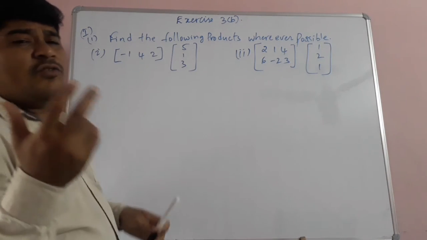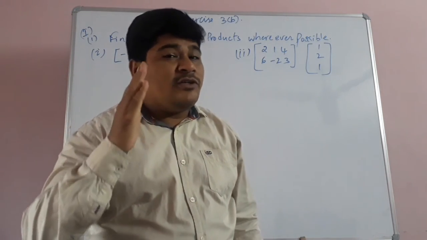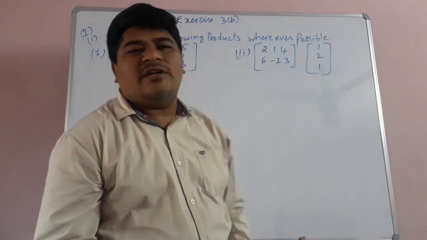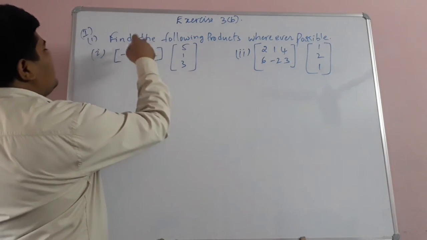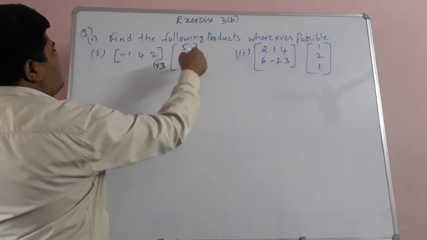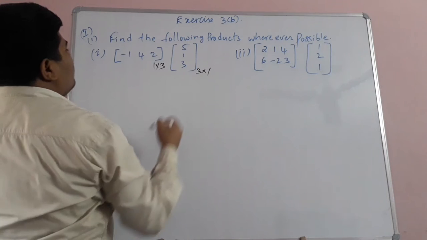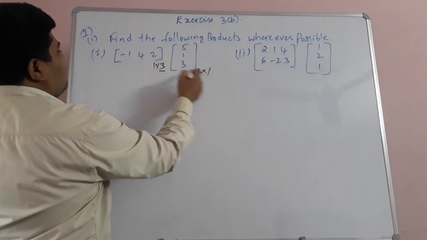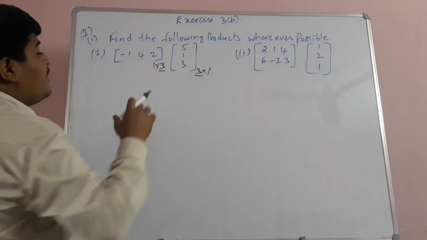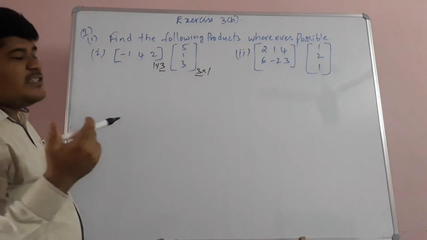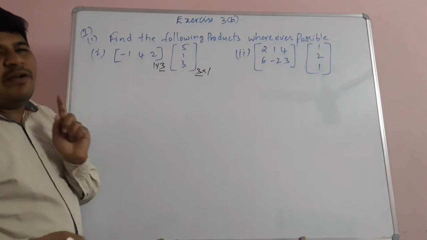So children, what is the condition to do multiplication? The number of columns in the first matrix should be equal to the number of rows in the second matrix. So we have to check that first. Check its order, children. What is its order? One row, 3 columns, so 1 by 3. What is its order? 3 rows, 1 column. So the number of columns and number of rows are equal, so we can do multiplication. Which order matrix will we get? A 1 by 1 matrix, meaning only one element will be there.